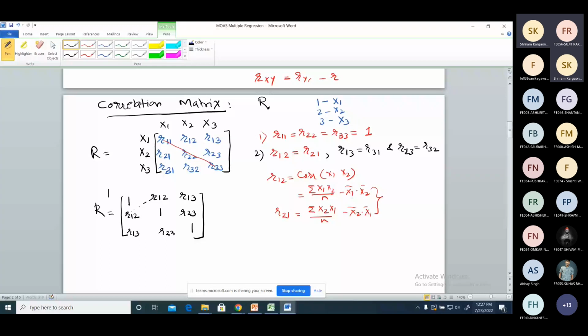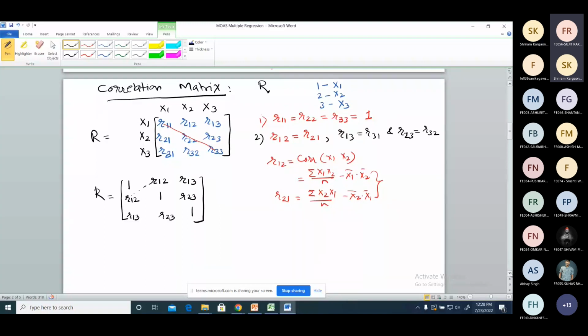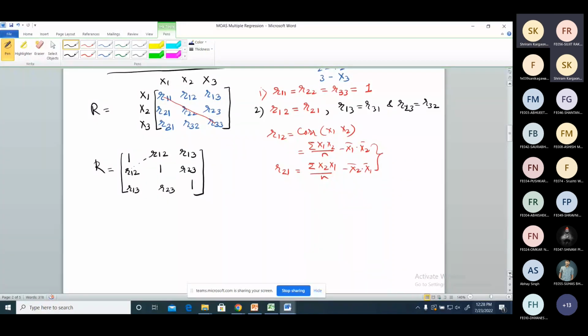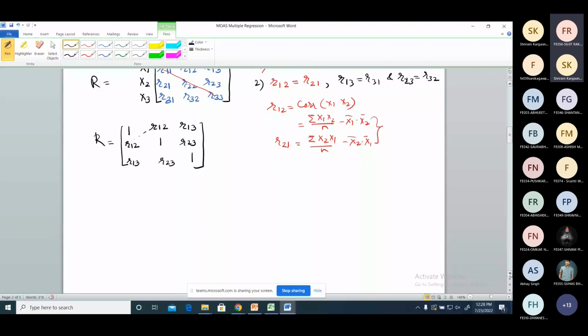Did you understand how to create the correlation matrix? Yes. Those who understand, please blow your thumbs. This is the very first thing you have to understand. Okay. Very good.